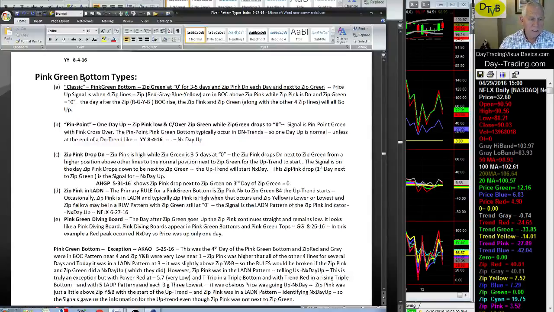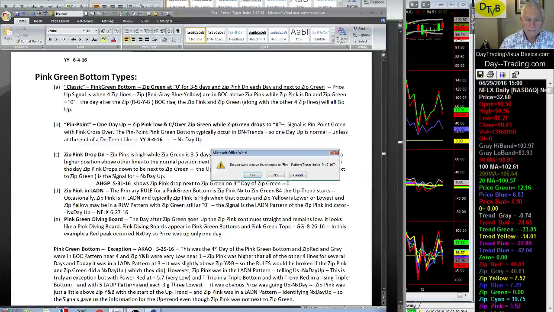But in any case, if you look here at the pink green bottom types, you've got the classic, the pinpoint, the zip pink drop down, the zip pink low angle down, and the pink green diving board. Now in my examples, I've got 3 examples I'll show you: the pinpoint, the drop down, and the zip pink low angle down on this video.